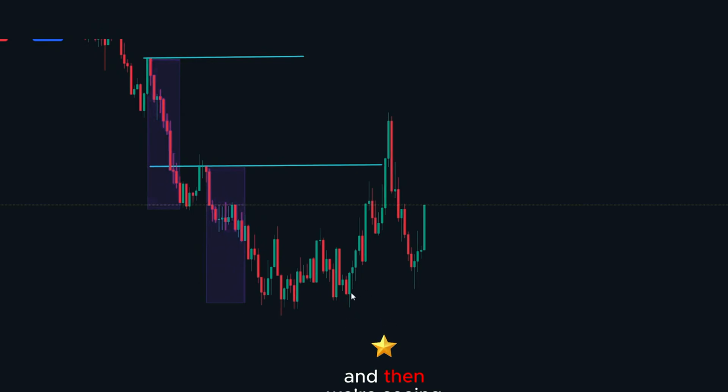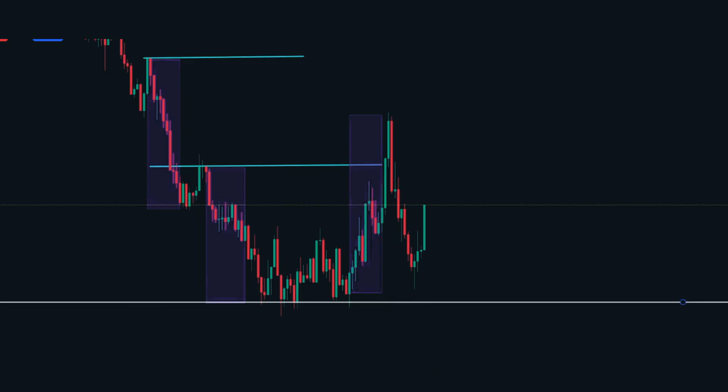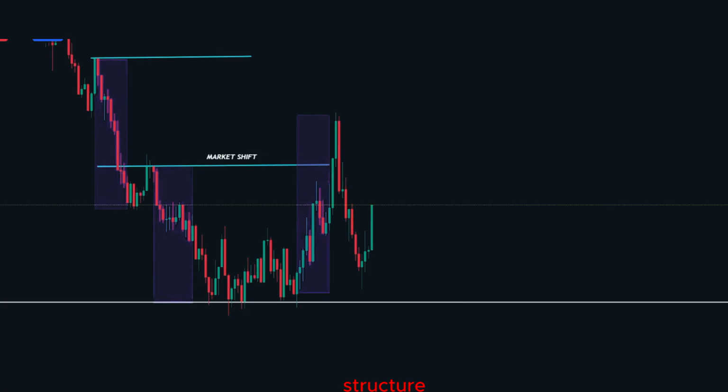And then we are seeing some buyers pushing in here, and they are breaking this lower high. So at this point, this will be our market shift from here. These buyers from this zone of support are controlling the market because they are breaking this market structure.